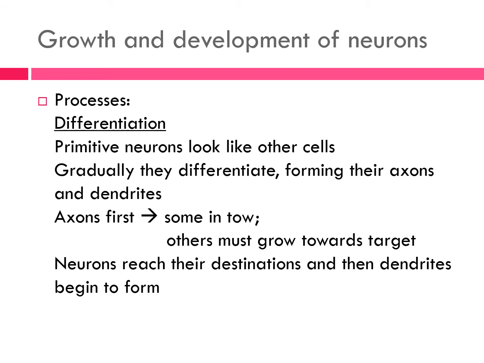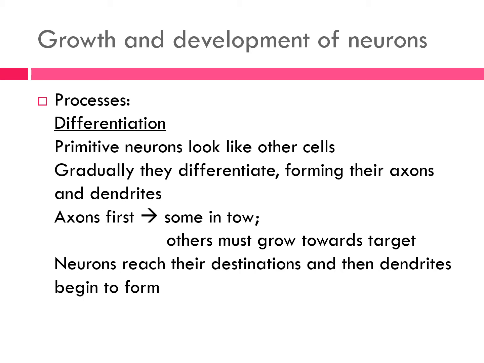So differentiation is next, and it's really after migration to a large extent. When neurons are produced at first, they look just like other cells, and they're going to migrate to where they are going to perform whatever function they're going to perform, and then they're going to differentiate, forming their axons and dendrites. And it's said rather strongly because to some extent, they can form those axons ahead of time, as some of them have these axons in tow.